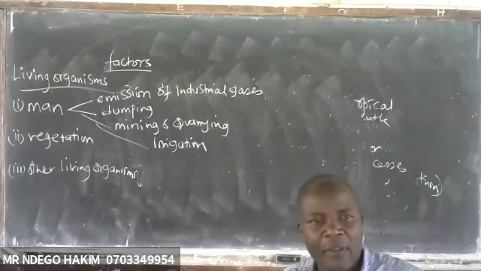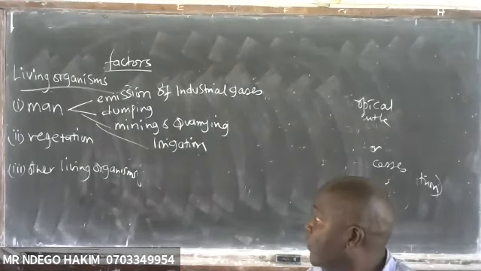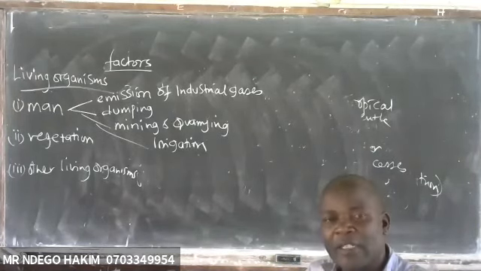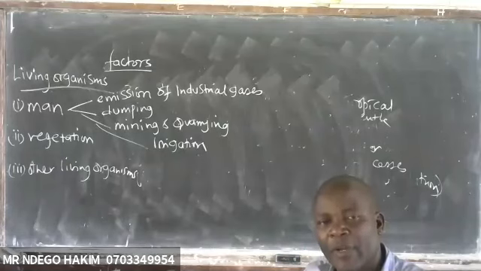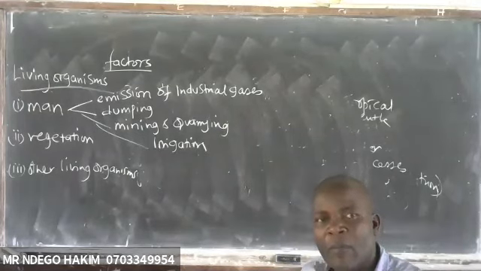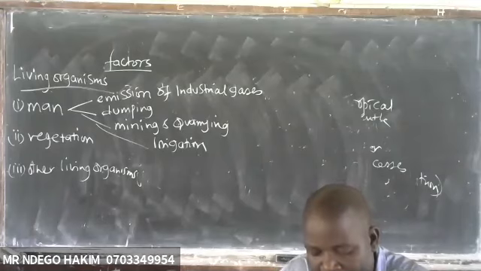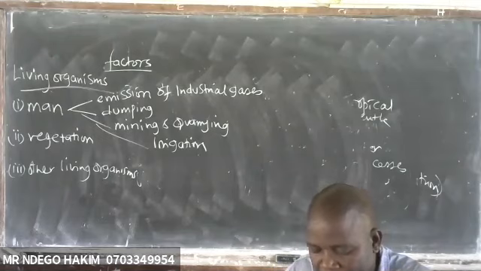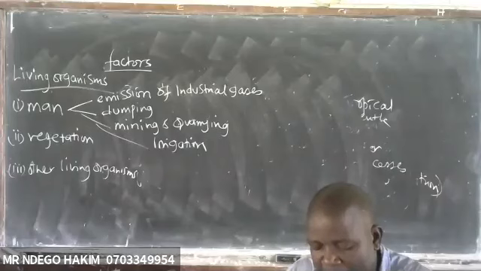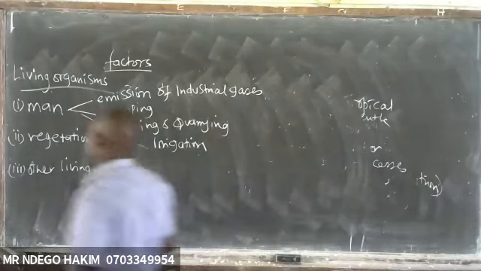Okay. So living organisms: man, vegetation, other living organisms. So the factors: climate, relief, nature of parent rock, living organisms. Okay. Then there is drainage. Poorly drained areas like floodplains, chemical weathering is dominant. Okay. Drainage.